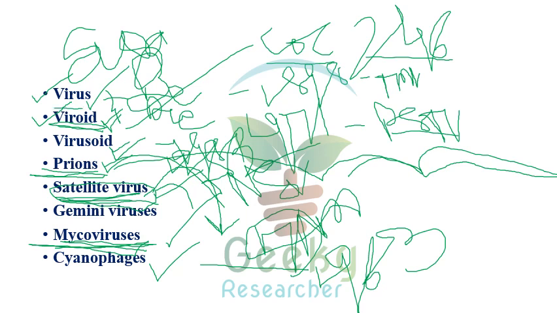Let me recap once again, a little bit fast. Virus was first discovered by Beijerinck in 1898. The first virus is tobacco mosaic virus. Viroid: Diener and Raymer 1971, potato spindle tuber viroid. Virusoid: Randles 1981. Prions, infectious proteins: Stanley Prusiner. Satellite virus: Kassanis 1962, the first one being tobacco necrosis satellite virus. Gemini virus. Oh, we haven't discussed Gemini viruses, right?